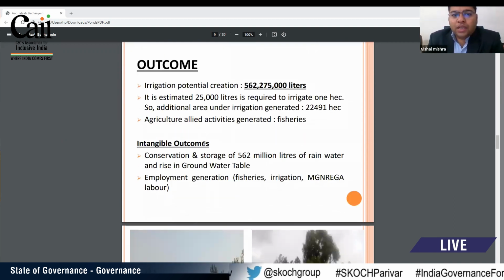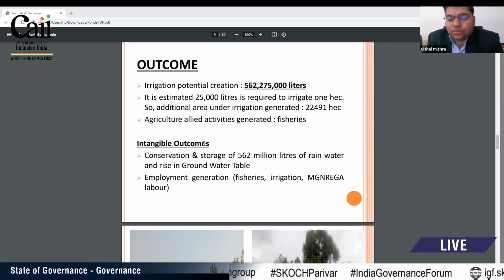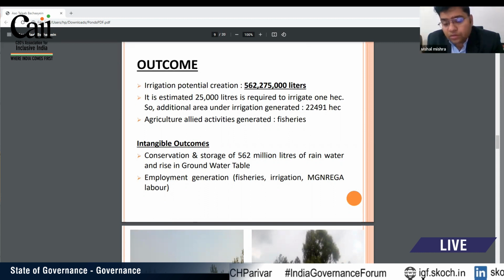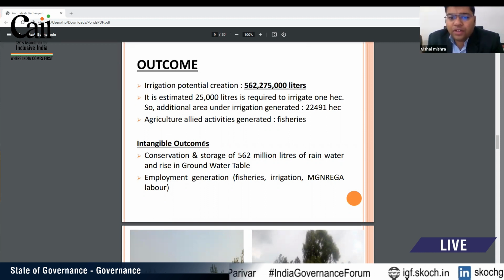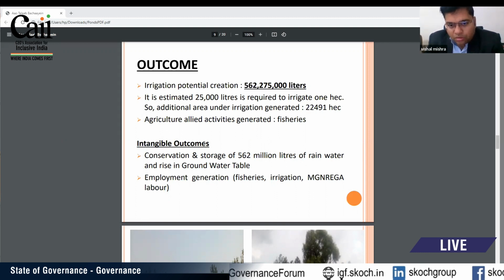So if we say an outcome, we can't measure it in finances because this has many qualitative and quantitative benefits to the whole society, whole environment. Still, if we have some sort of calculation, like so much of the water we have saved so far, we have created a capacity. So in the longer run, in 4 or 5 years, the benefits of this initiative will be seen on the ground.